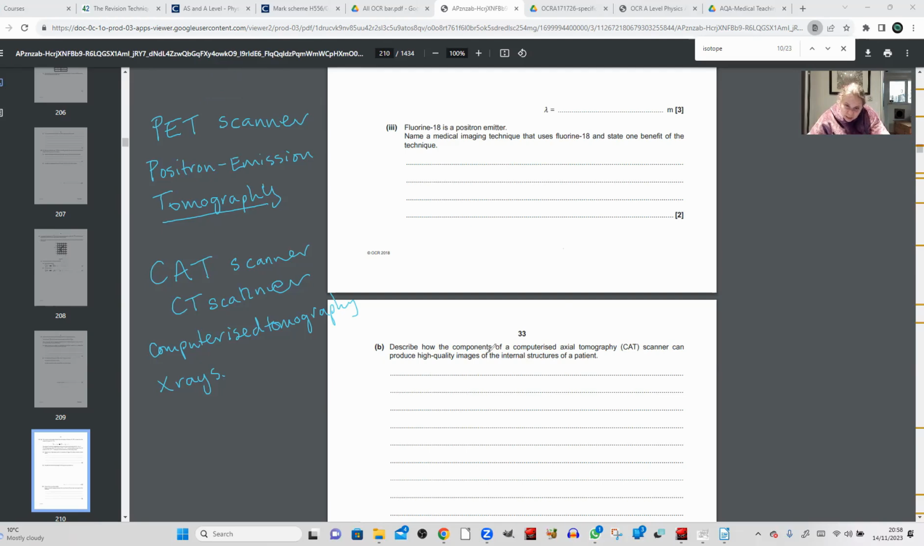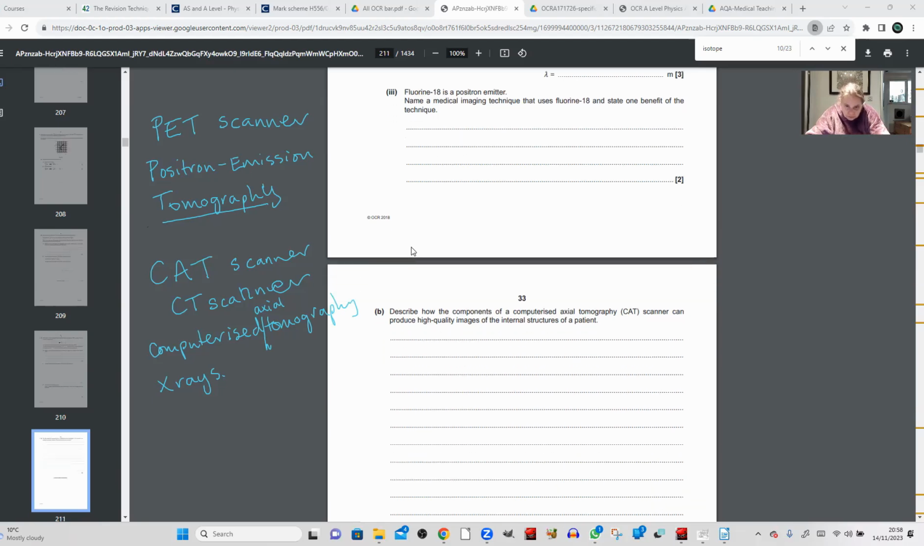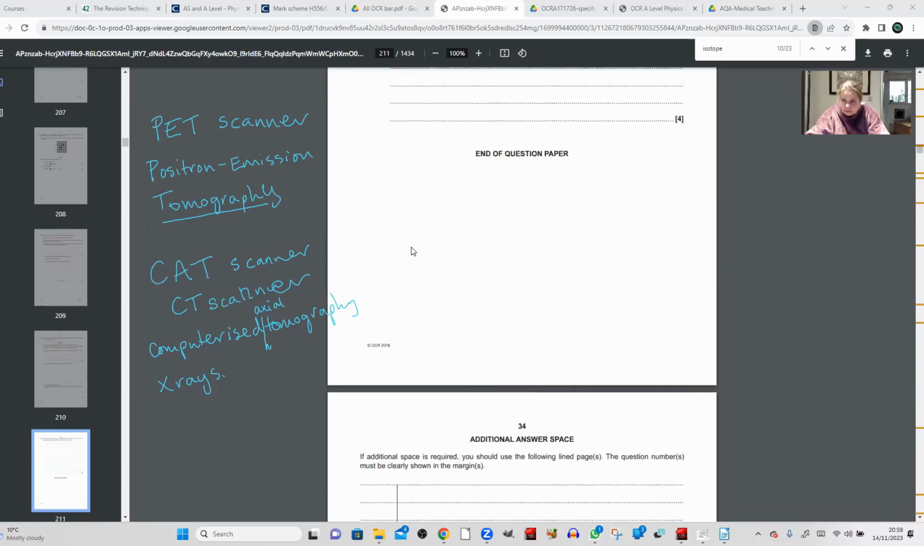So describe how the components of a computerized axial, oh, that's the A. I missed out the axial. Sometimes they don't put it in, you see. Tomography, CAT scanner can produce high quality images of the internal structures of the patient. So we haven't covered that. I will do that when we do medical physics as the option topic later on in the year. So moving on, and that's the end of that question paper.